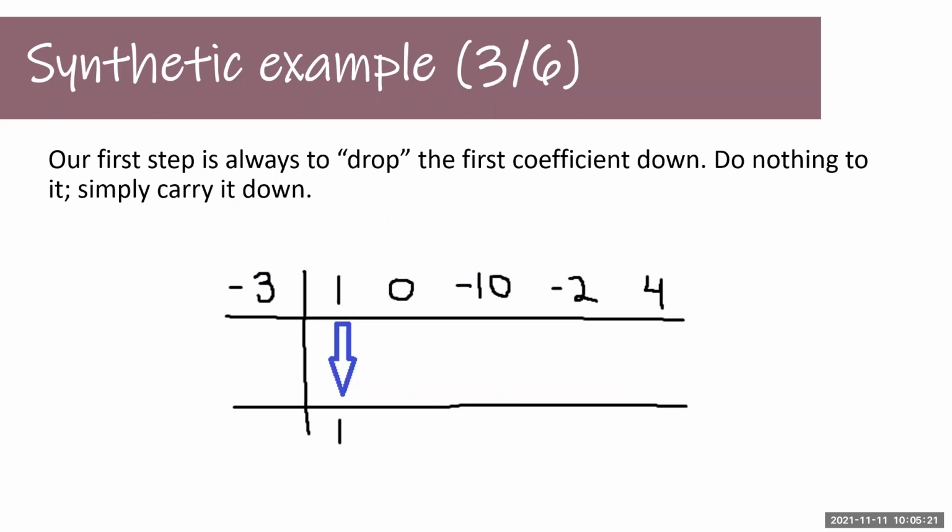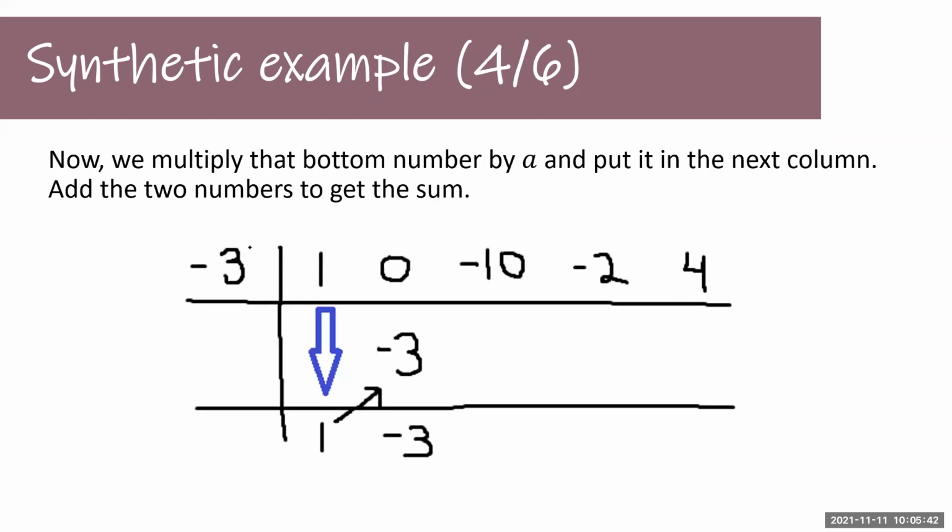Our first step is always to drop that first coefficient down. So nothing changes here. Our 1 drops down, stays 1, with a as negative 3. Now we're going to multiply that bottom number by a. So we're going to say here times here, and we're going to move that up. So negative 3 times 1 is negative 3. Then we add these two numbers, so 0 plus negative 3 gives us negative 3.